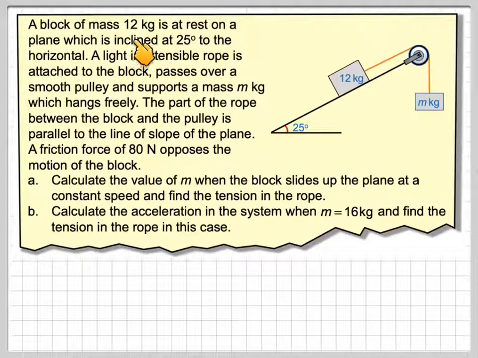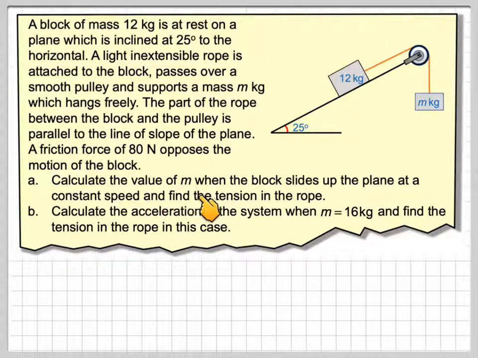A block of mass 12 kilograms is at rest on a plane which is inclined at 25 degrees to the horizontal. A light, inextensible rope is attached to the block and passes over a small pulley and supports a mass of m kilograms which hangs freely. The part of the rope between the block and the pulley is parallel to the line of the slope of the plane. A friction force of 18 Newton opposes the motion of the block.